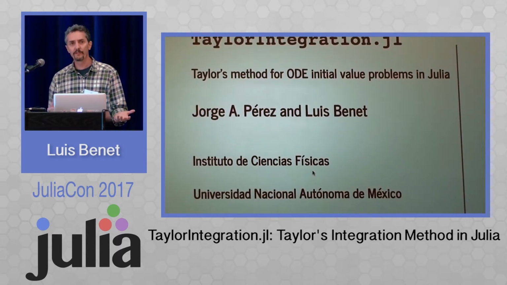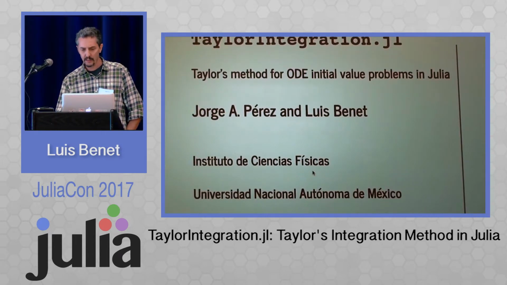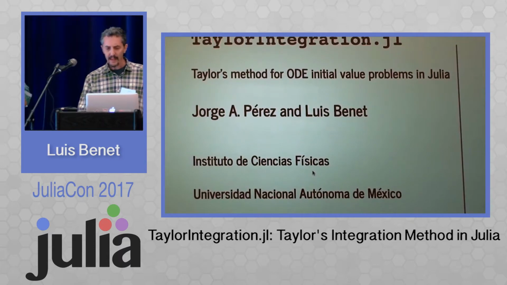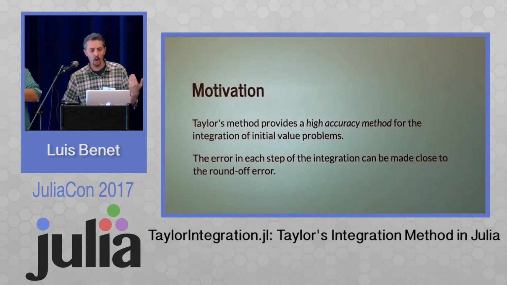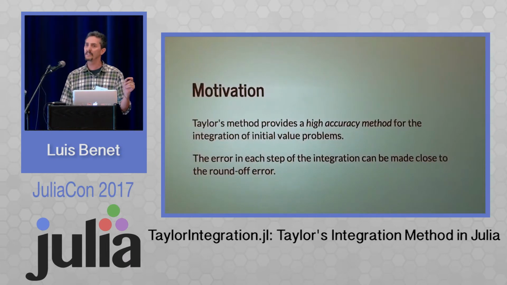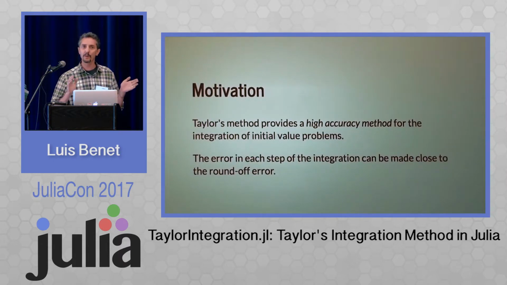So the subject of our talk is this package we have built together, which is called Taylor Integration. Taylor Integration is an integration method for ODEs, which is very particular in the sense that you want to use it if you look for accuracy. And when I say accuracy, I mean high accuracy. You're not only content to have 3 or 4 digits, you are pushing it really hard.